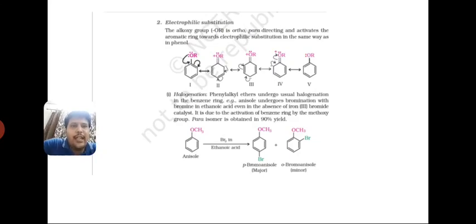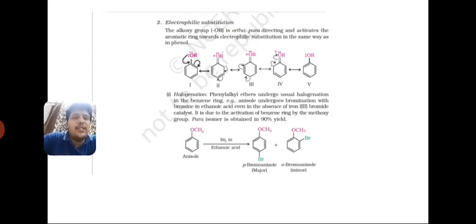Halogenation: phenyl alkyl ethers undergo usual halogenation in the benzene ring. Example: anisole undergoes bromination with bromine in ethanoic acid even in the absence of iron(III) bromide as a catalyst. It is due to the activation of the benzene ring by the methoxy group. Para isomer is obtained in 90%. So student, I already told you that during this electrophilic substitution type reaction there are always two products. One is minor and the other is major, and major is always the para product.